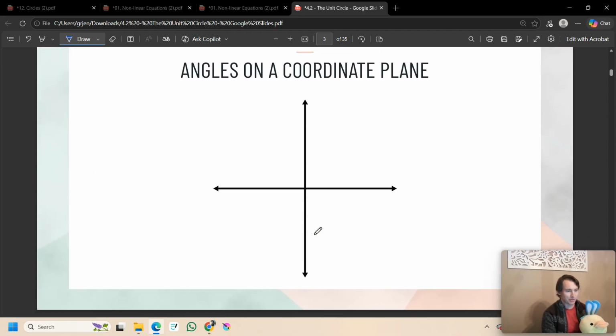Let's go. So you'll recall that this is the coordinate plane, generally known as the XY plane or the Cartesian plane. And this is the origin, and that's where our angles start. Okay, and we're going to draw a ray out from there somewhere. So we call the x-axis the initial arm.